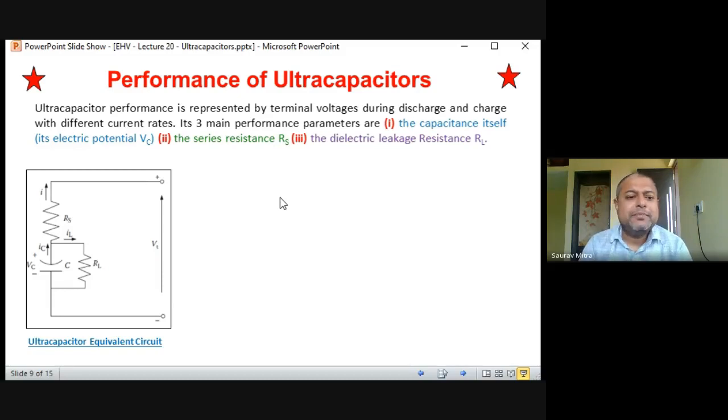So we can find it here. And one very important thing, whatever is the current given by the ultracapacitor, that is getting divided into IL and I. Okay, so ultracapacitor current is getting divided into IL and I. So IC is equal to IL plus I. That you have to understand.